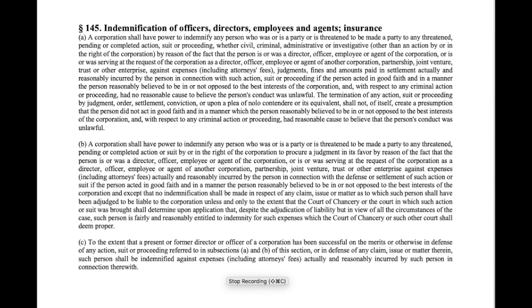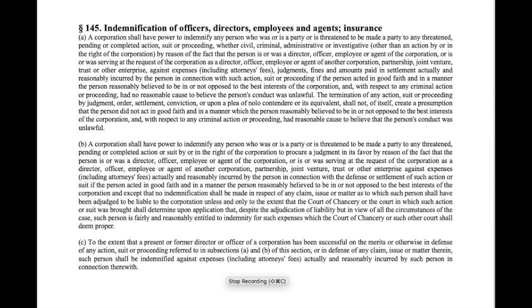Section 145(a): a corporation shall have power to indemnify any person who was or is a party to any action, suit, or proceeding other than an action by or in right of the corporation by reason of the fact that the person was a director, officer, employee, or agent of the corporation. What does that mean? Section 145(a) deals with cases that are other than an action by or in right of the corporation. Let's put that on the shelf for a second and look at subsection (b). Subsection (b) says that a corporation shall have power to indemnify any person who was or is a party to any action or suit by or in right of the corporation by reason of the fact that the person was a director, officer, employee, or agent of the corporation.